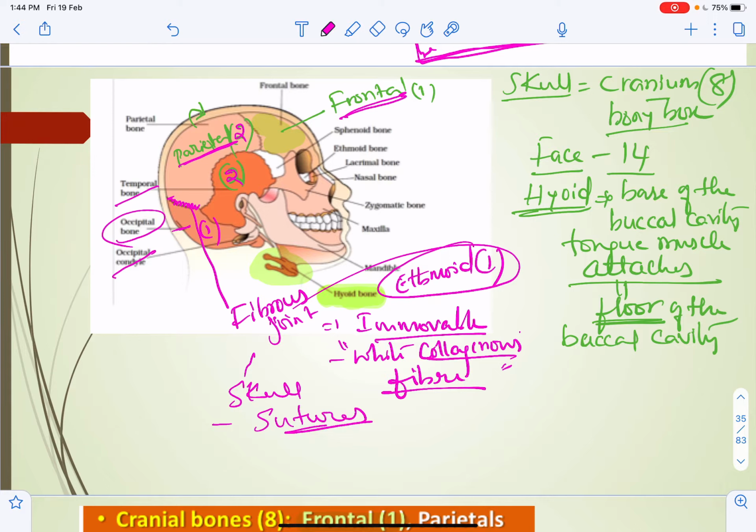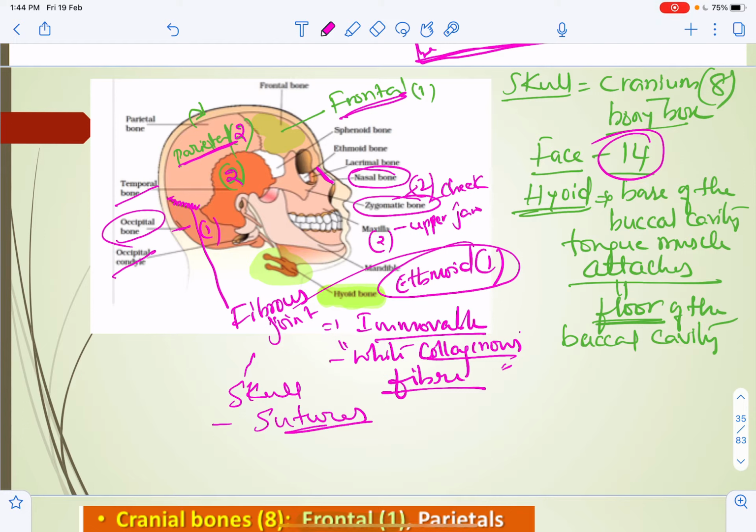And in the face there are 14 bones, which mainly include the nasal bones, which form the bridge of the nose, and then the zygomatic bones, which form the cheekbone, along with the maxillae, the upper jaw. Zygomatic are 2, maxillae 2, nasal bones 2, and the lacrimal bones, which are in both eyes, that is also 2.